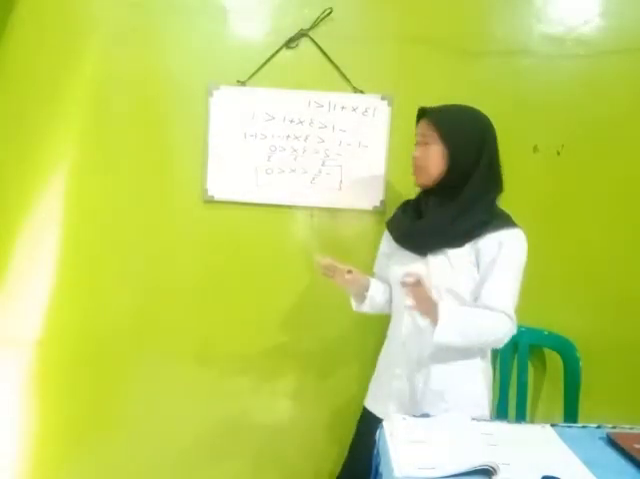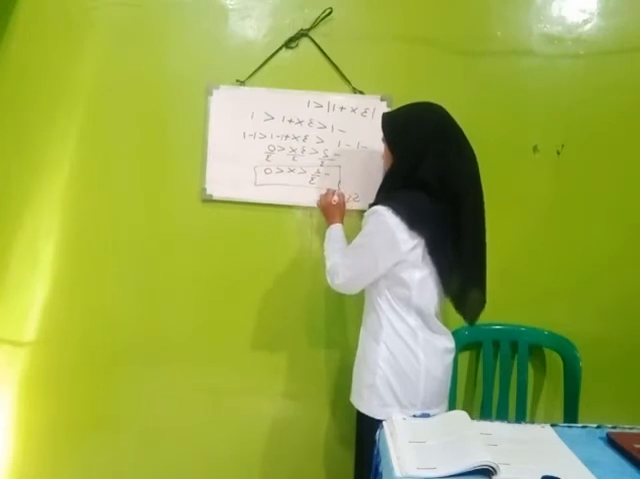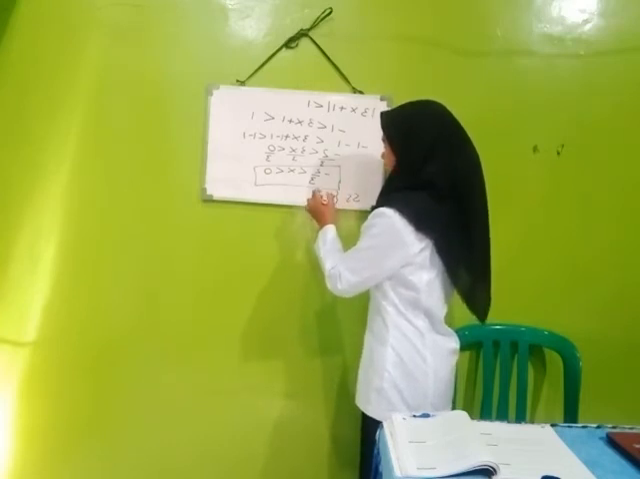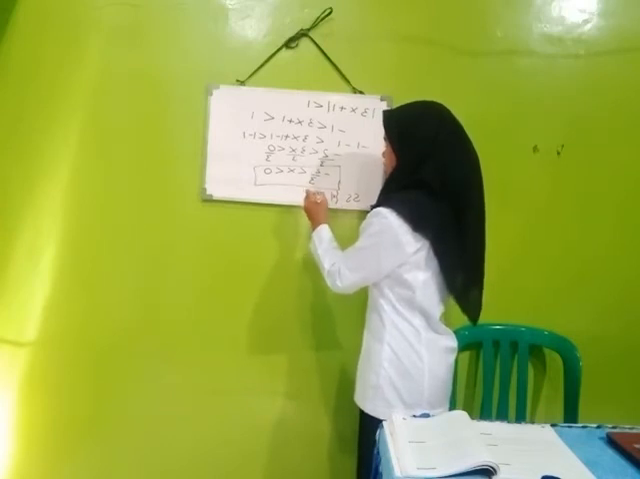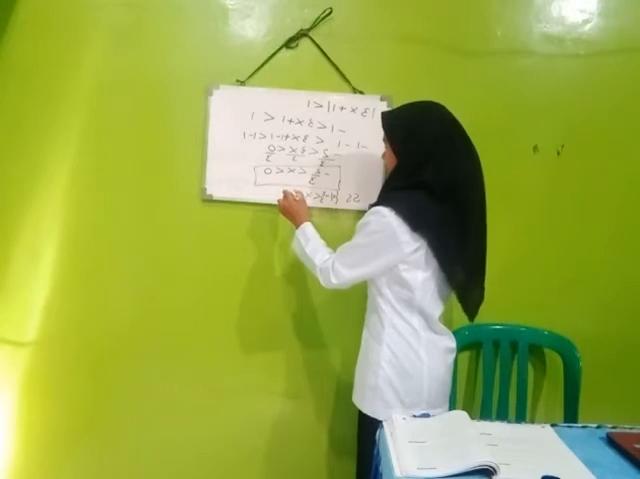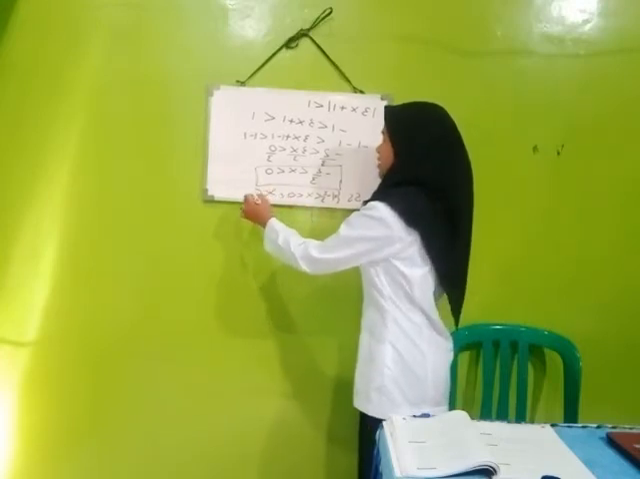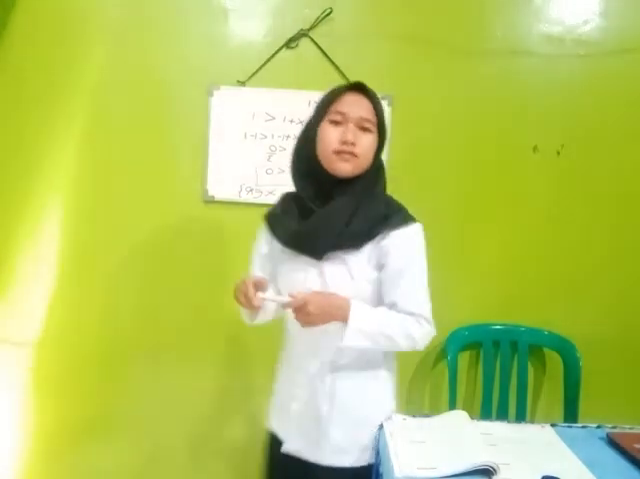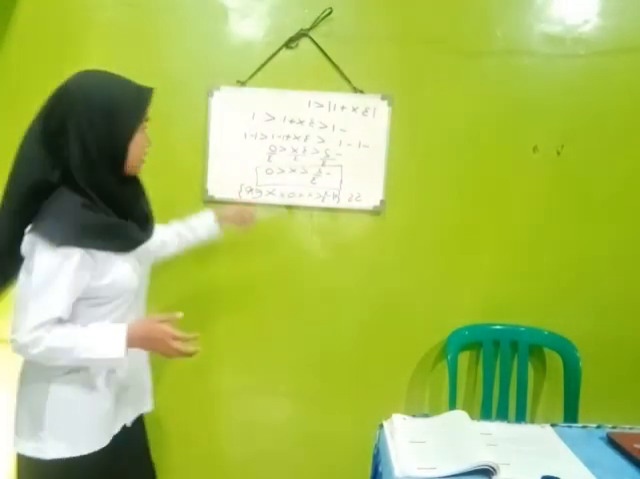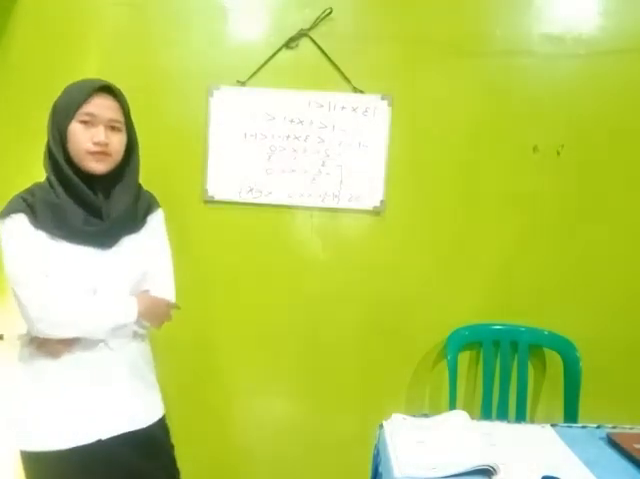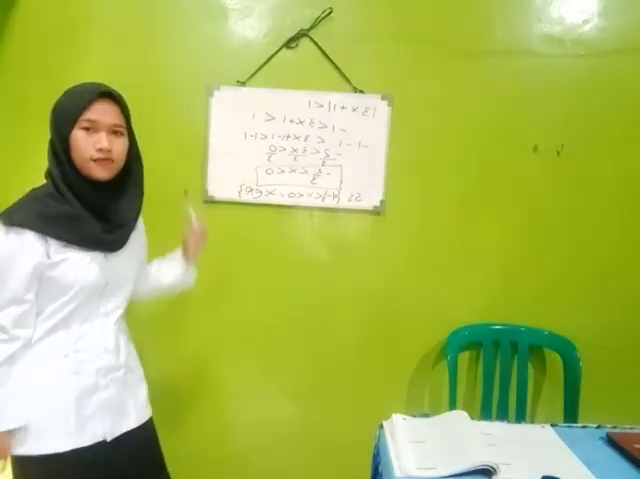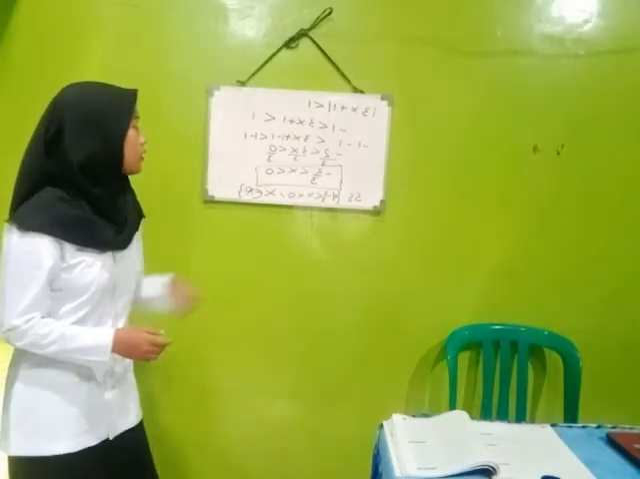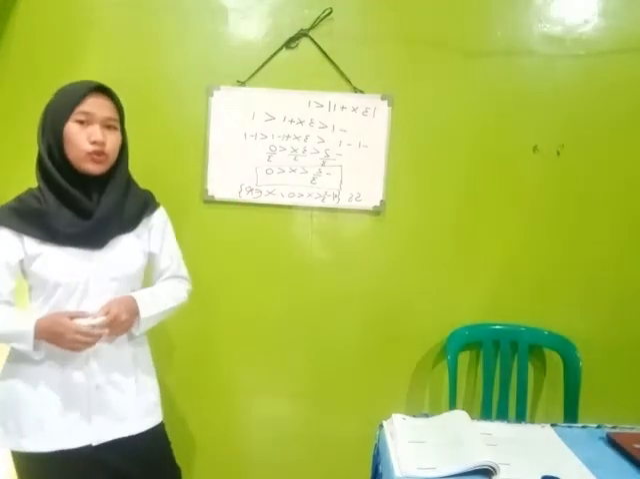So if we write it in the solution set, we get the solution set x such that x more than minus 2 over 3 and x less than 0, for x an element of the real numbers. How is it? Any question about this? I think it is clear enough. If there's no question, we go to the next example.